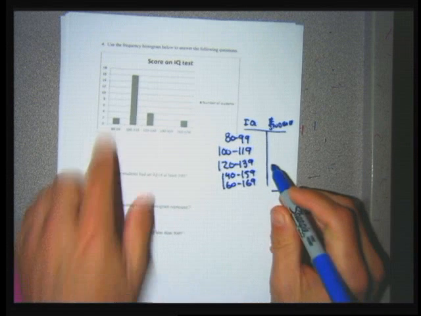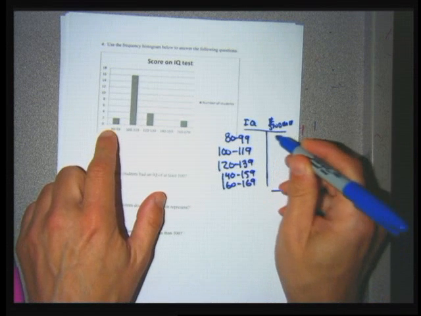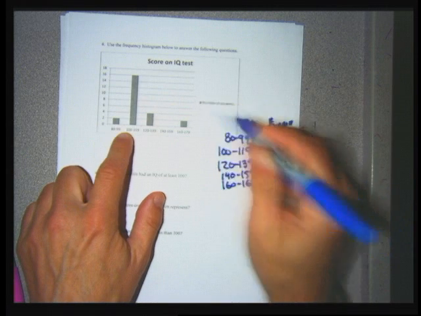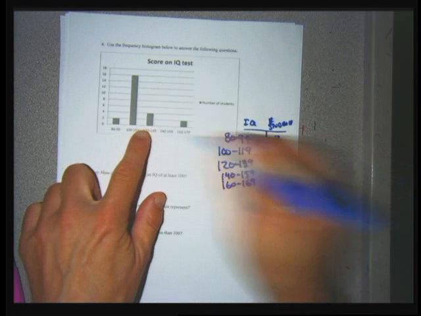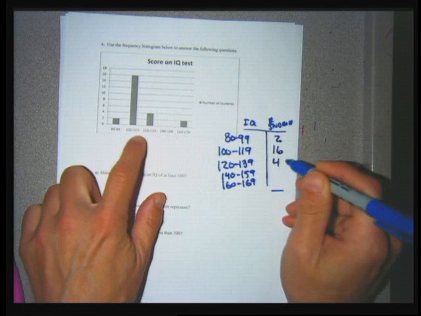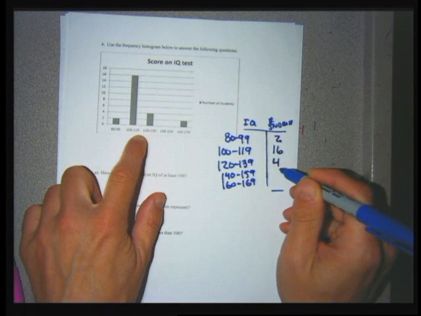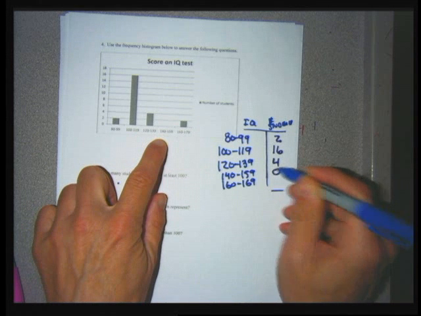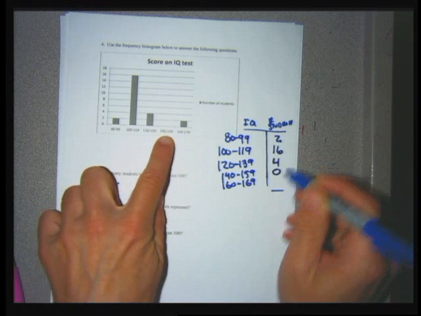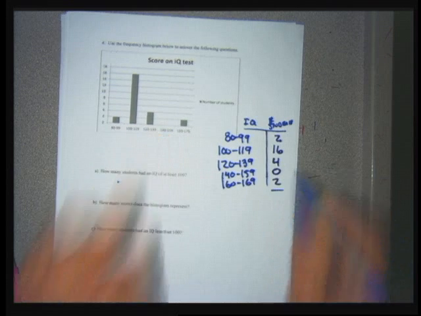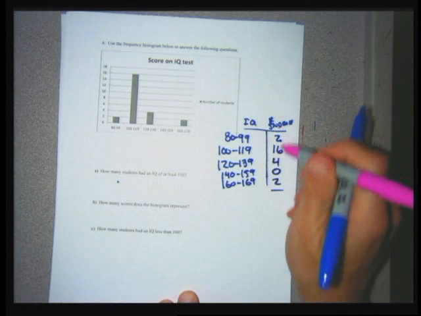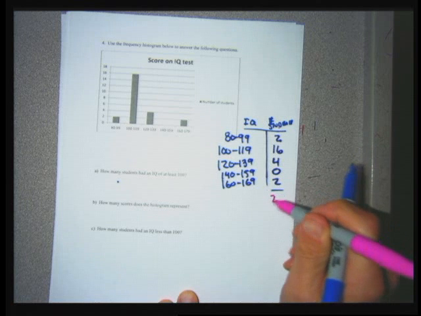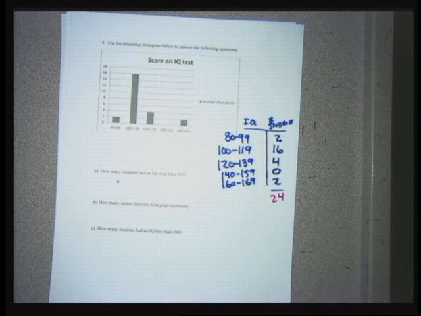Now for each category, there were 2 students that had IQs between 80 and 99. There were 16 students that had IQs between 100 and 119. There were 4 students that had IQs between 120 and 139. There weren't any students that had IQs between 140 and 159. And there were 2 students that had IQs between 160 and 179. If I add these numbers up, I get 24. So 24 students were tested.